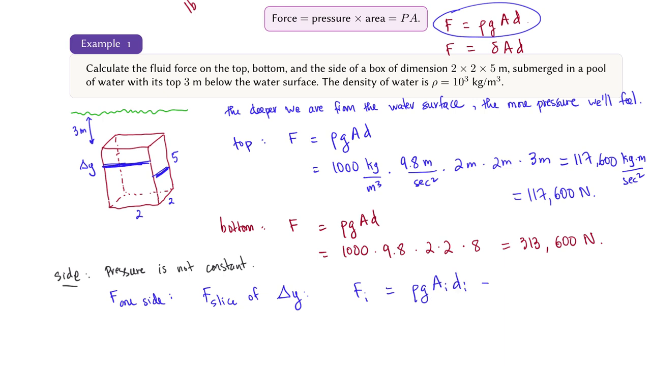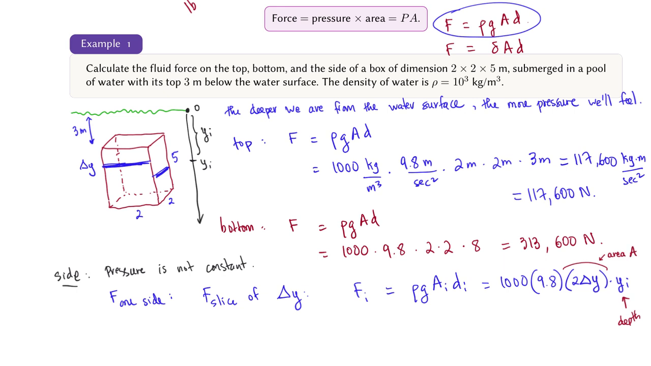The force on this slice is rho g A_i d_i. Rho is 1000, the gravity is 9.8, the area of the slice is the length, which is 2, times the height delta y. For the depth of the slice, we position the coordinate axis so that the origin is at the water level. The distance from the water level to the slice is therefore y_i, and so y_i is the depth of the slice from the water surface. Thus the force on the slice is 1000 times 9.8 times the area 2 delta y, and the depth is y_i.